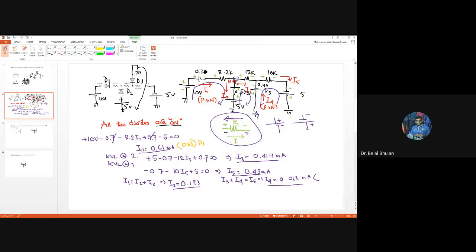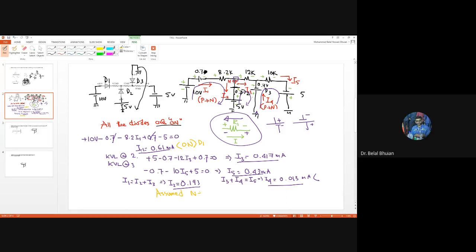How about I2? Pay attention to this part. What is the direction we assumed? Sir, N to P. So we assumed the current to be flowing N to P.